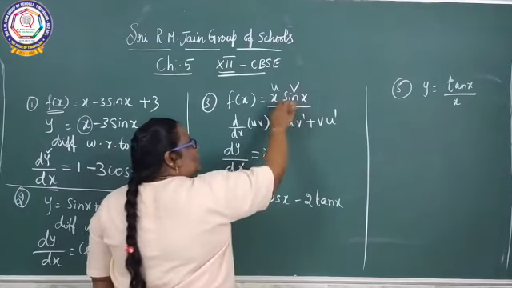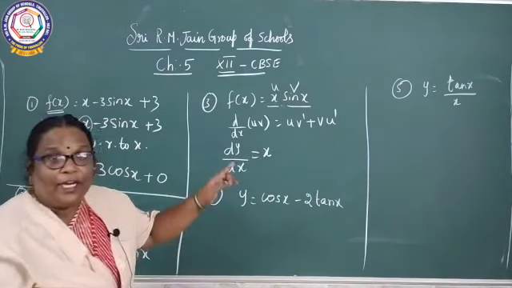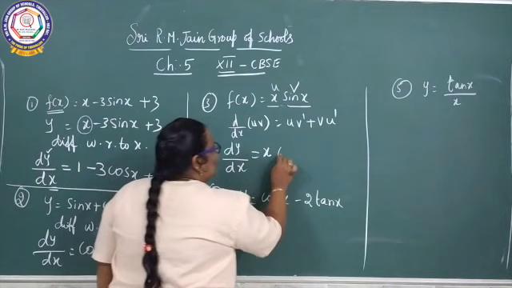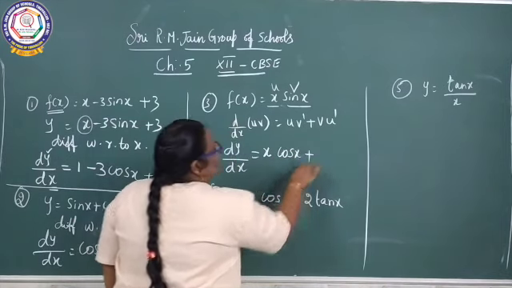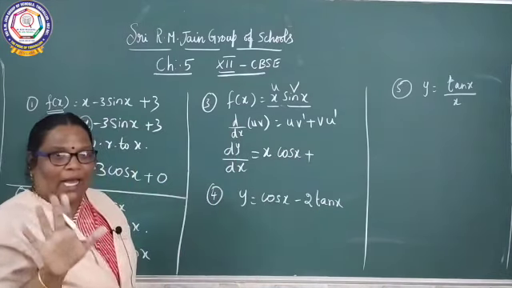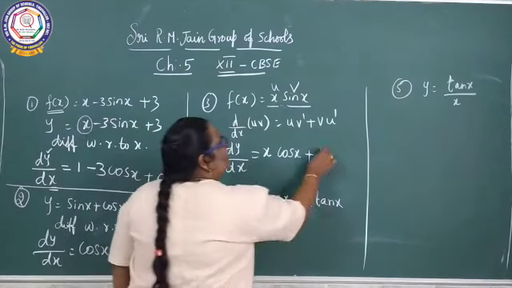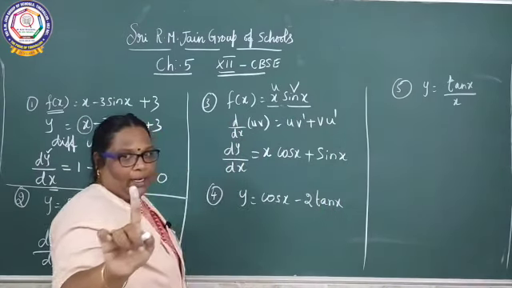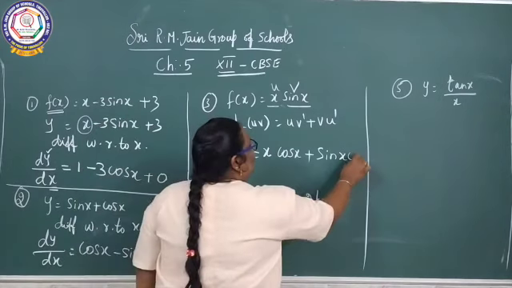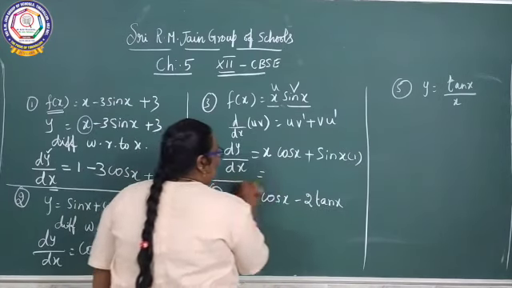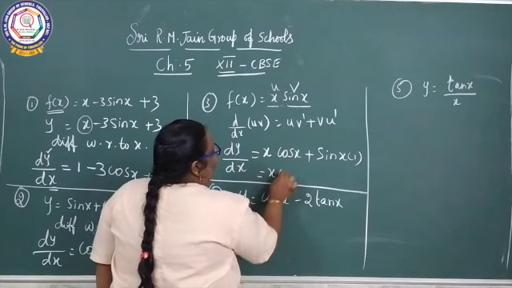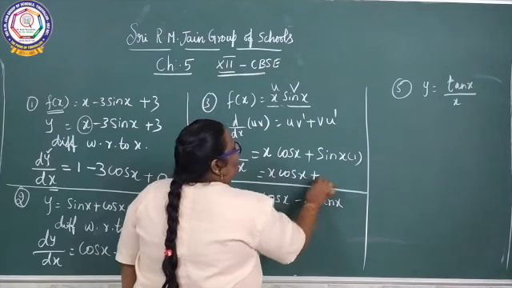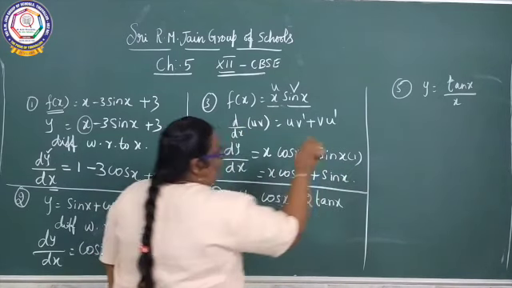What is the differentiation of sin x? That is v dash. The differentiation of sin x is cos x. Plus you can keep v as it is, sin x. What is the differentiation of x? 1. So into 1. So what is the answer you are getting? x cos x plus sin x.